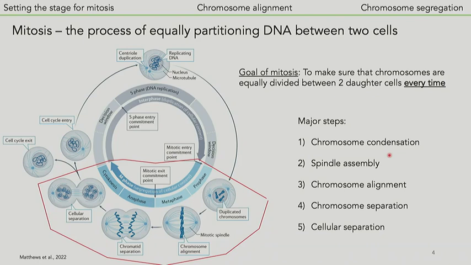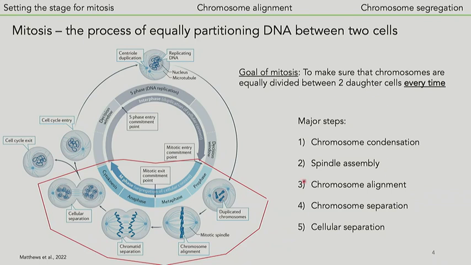condensation, and spindle assembly, the creation of the microtubule-based machine that's actually going to pull the chromosomes apart. We're going to discuss chromosome alignment in the spindle, and then how the spindle regulates separation of the chromosomes, and then ultimately how the cell is able to pinch off into two daughters, so separation at the end.